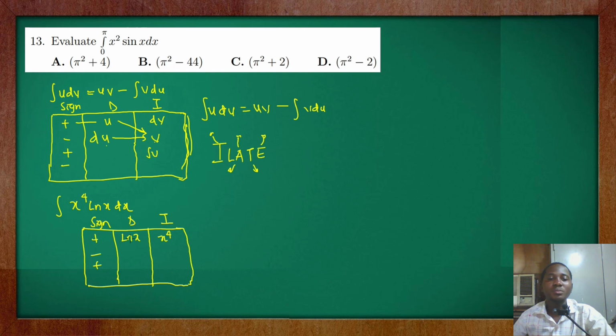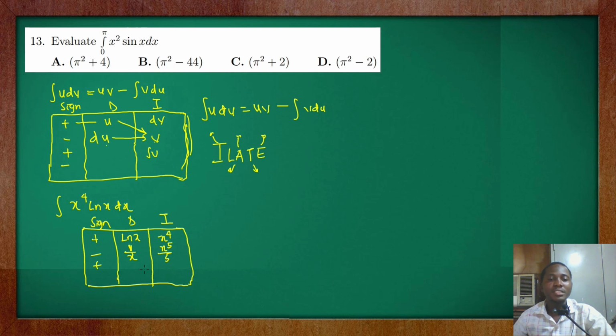So what we are going to be doing here, we are going to be differentiating this, and here we are going to be integrating this. But when are we going to stop? We are going to stop if I can integrate the product of my rule. Now let's differentiate this. If you differentiate ln x, what am I going to have? 1 over x. And if I integrate x raised to power 4, I'm going to have x raised to power 5 over 5.